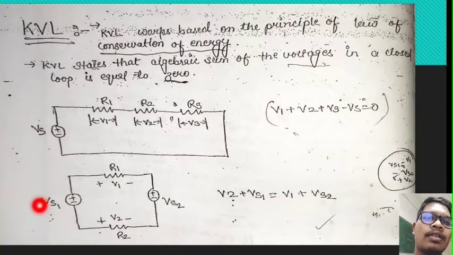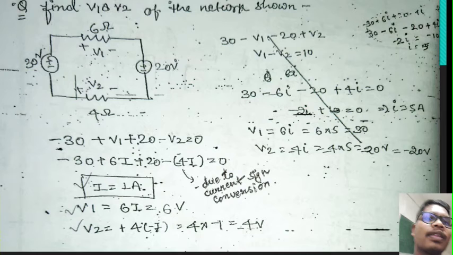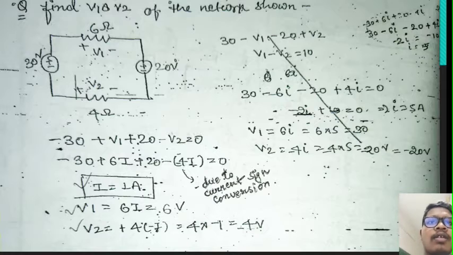Here Vs1 and V2 are added on the right hand side, and R1 and Vs2 are added on the left hand side. If you transfer one side to the other, then the actual answer is 0 by applying this KVL only.